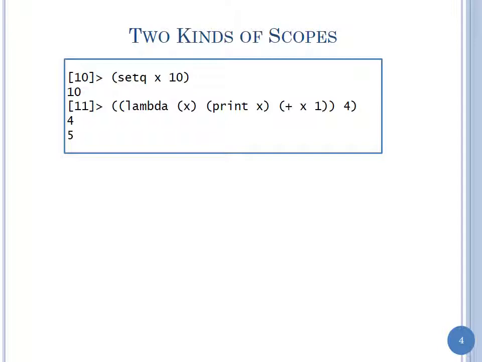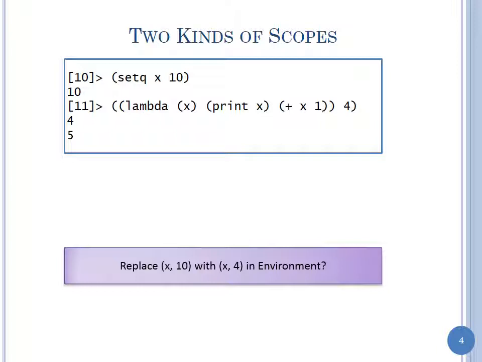And what's the other scope here? Check it. The lambda itself. Okay, the formal parameters define variables, and they have to be bound to values. Right? So when we evaluate this lambda expression, before we evaluate it, we know x is 10 in our environment. Can we just change that binding of x 10 with x 4?